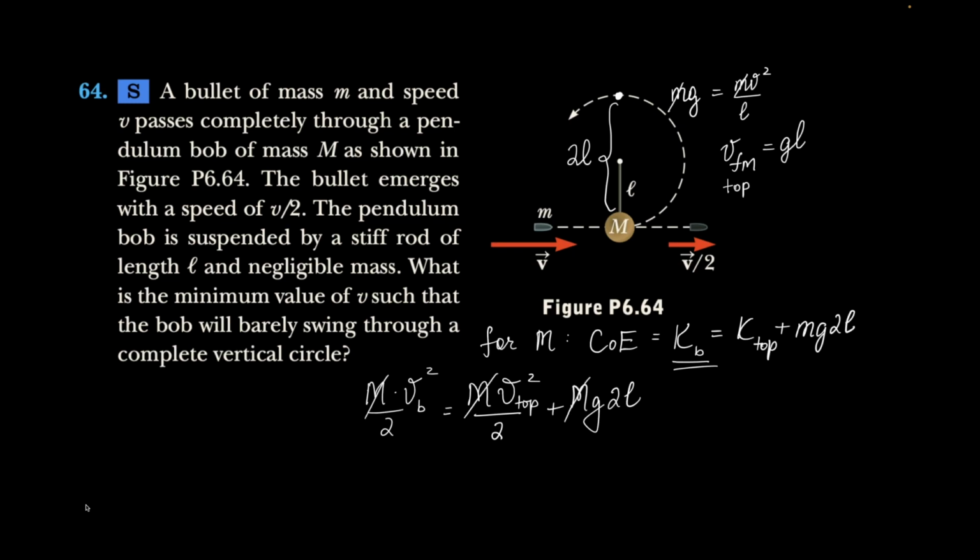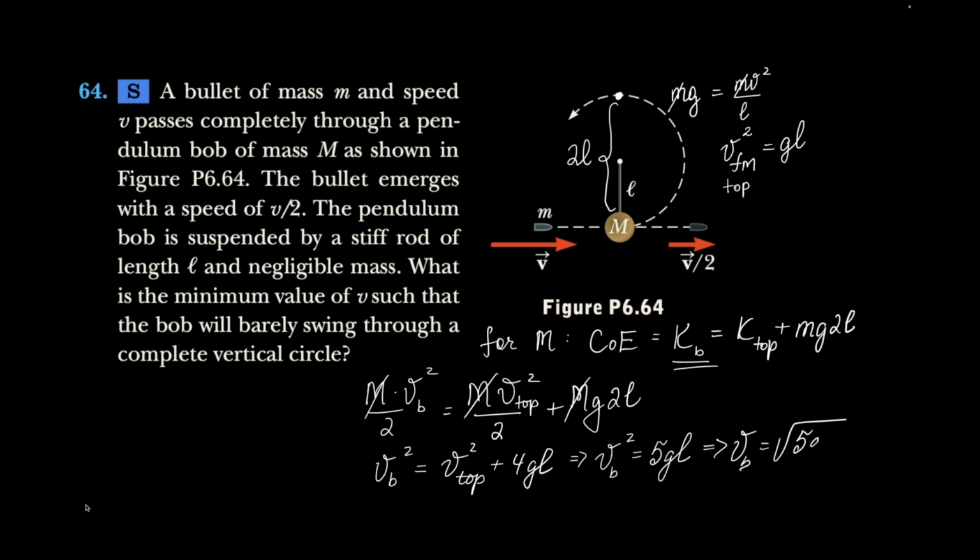Masses cancel. I'm just going to multiply everything by 2 to get rid of the fraction. Velocity at the bottom squared should be velocity at the top squared plus 4gl. Now, what was velocity at the top squared? I forgot the square right here. I apologize. So velocity at the top squared is gl. Velocity at the bottom squared is going to be 5gl then. So then velocity at the bottom is going to be the root of 5gl.